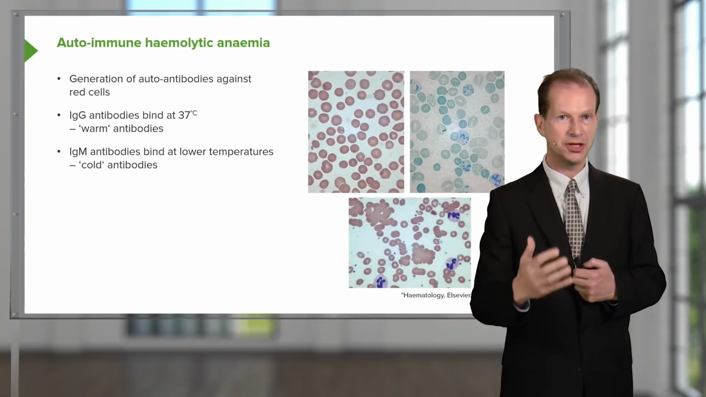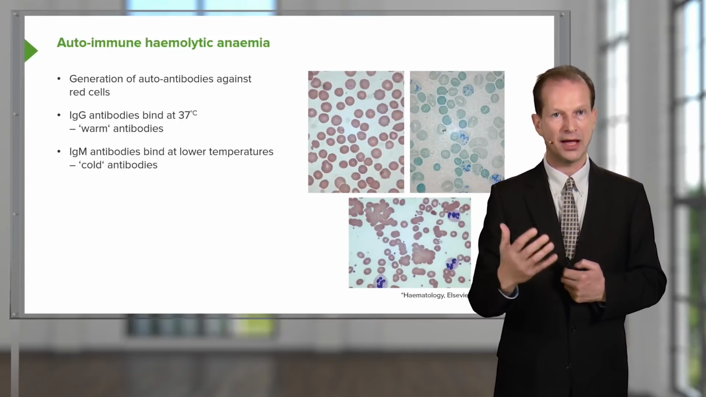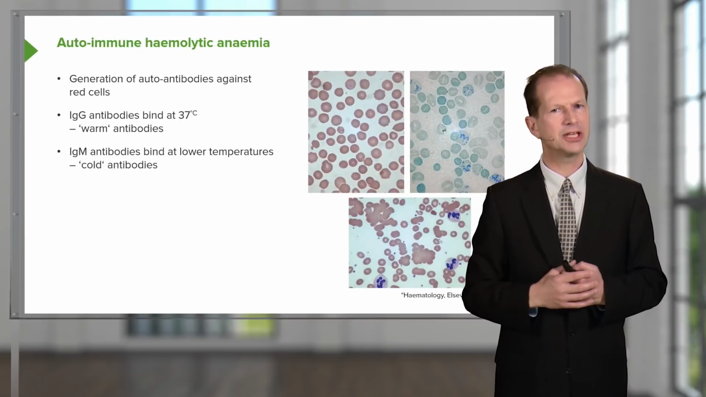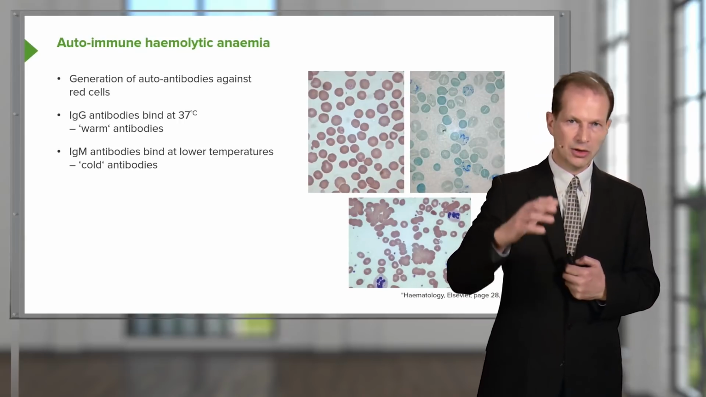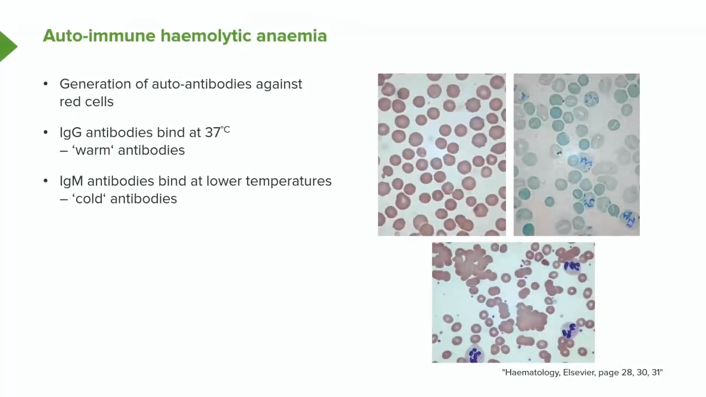IgG antibodies, which you will know are quite high affinity antibodies. They bind at 37 degrees, and they're sometimes known as warm antibodies. Look at the top two pictures on the right there. On the left, you will see something similar to what you saw a few slides ago, spherocytes. That's a characteristic feature of autoimmune hemolytic anemia. And you'll notice more reticulocytes as well, slightly bluish cells. On the right, you will see a stain for reticulocytes, and that's because the body is responding to the hemolytic anemia.